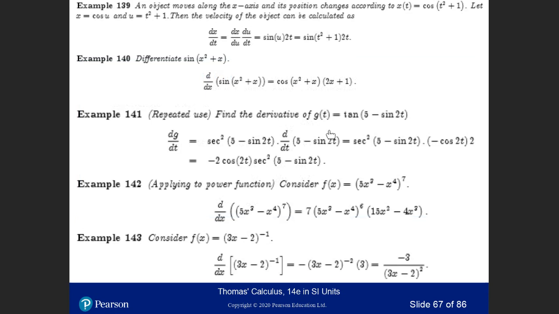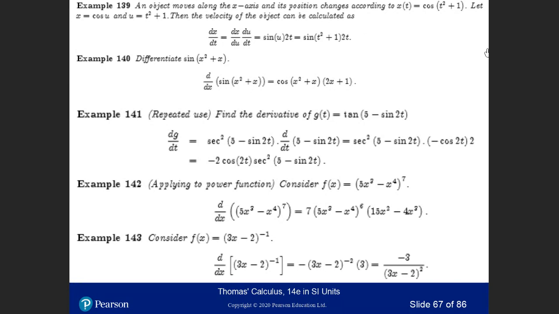Now there is an application of the chain rule. Suppose we have an object that moves along the x-axis and its position changes according to x of t equals cosine of t squared plus 1. So let x be equal to cosine of u, and u is equal to t squared plus 1.